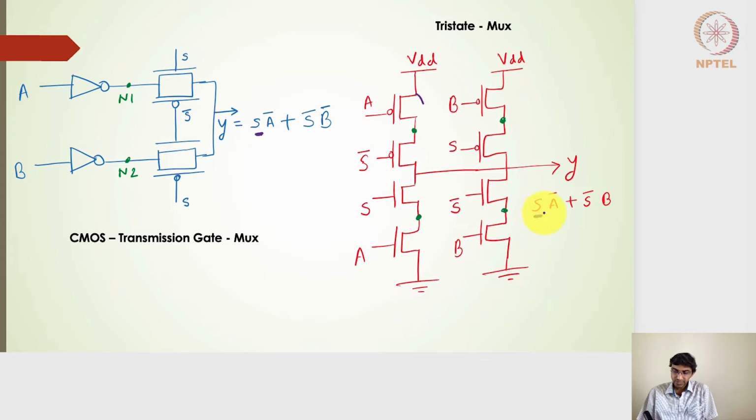So when S is equal to 1, the Y output will be A bar, and when S is equal to 0, it will be S bar into B. So we will get this particular expression. It is the same as the previous expression, although the circuit schematics are different. One is from the tri-state family, and another one is the transmission gate family. Hope this is clear.